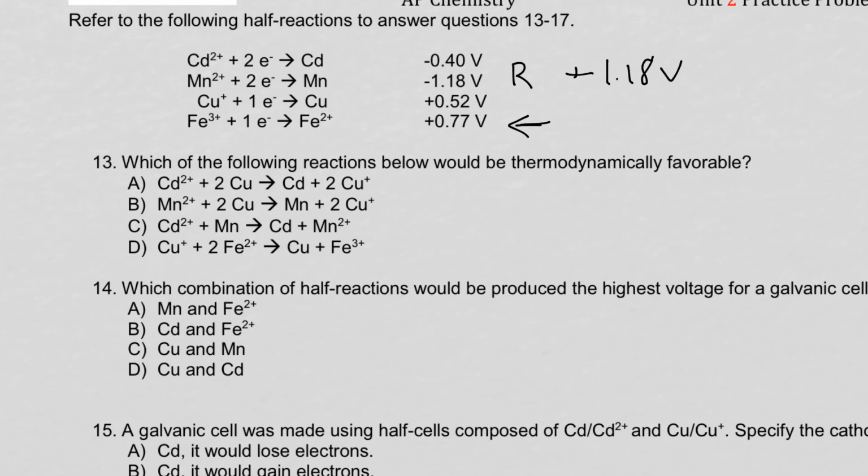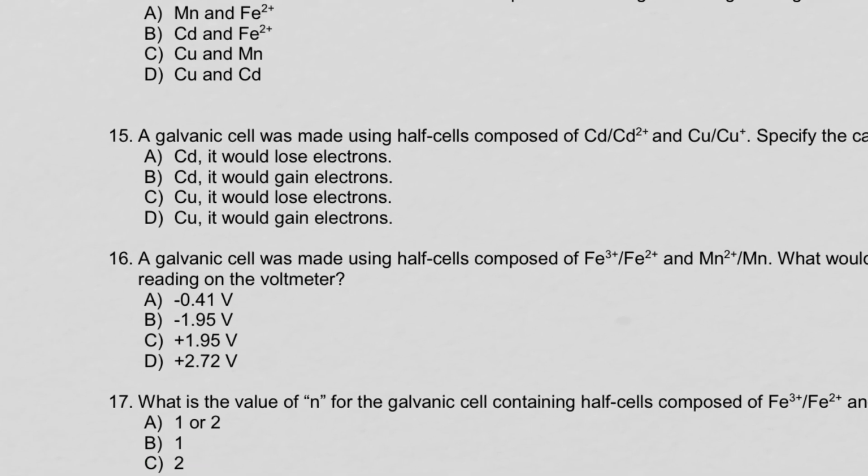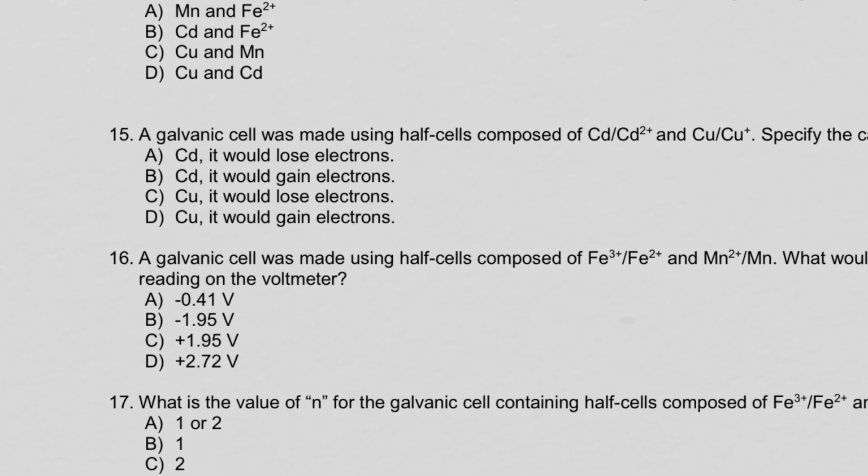So as we said earlier, to get the overall cell potential, we take the reduction potential, which is given here. We're going to add it to that oxidation potential that we come up with, and so we can choose our final answer as C, positive 1.95 volts.